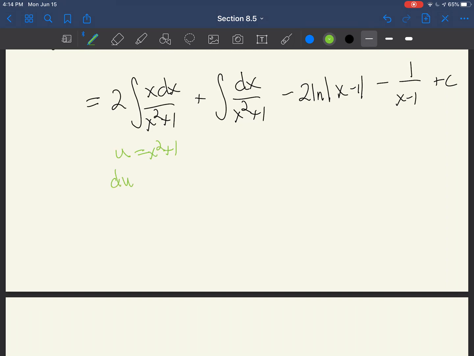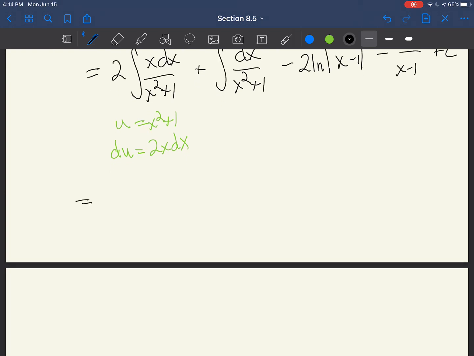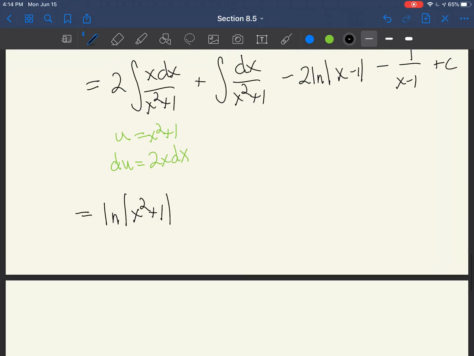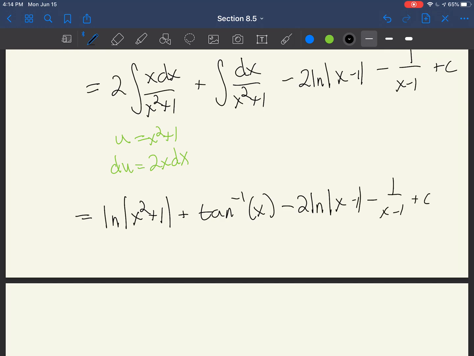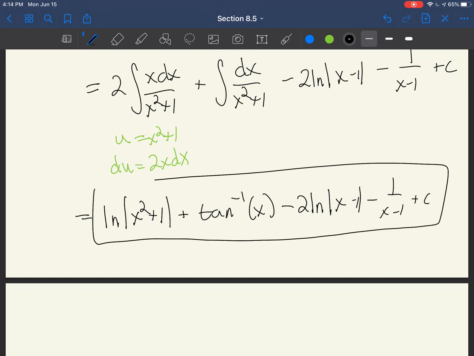The first integral we can do by a u-substitution. Let u equal x squared plus 1. Then du would be 2x dx. So the first integral is just the integral of du over u. So that's the natural log absolute value of u, which is x squared plus 1. Second integral is just a well-known integral that is tangent inverse of x. And then bring the other two down. And there you have it.